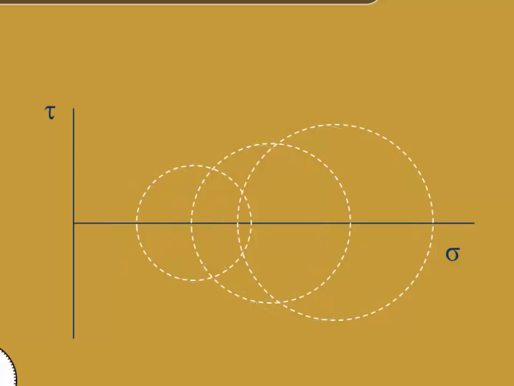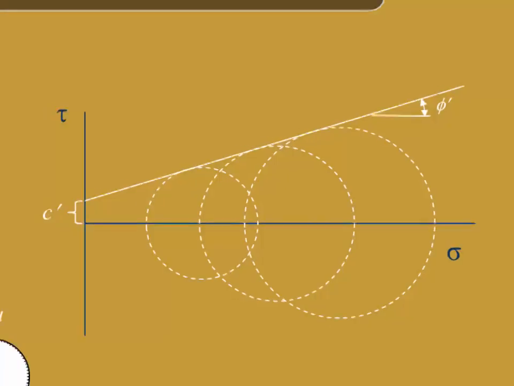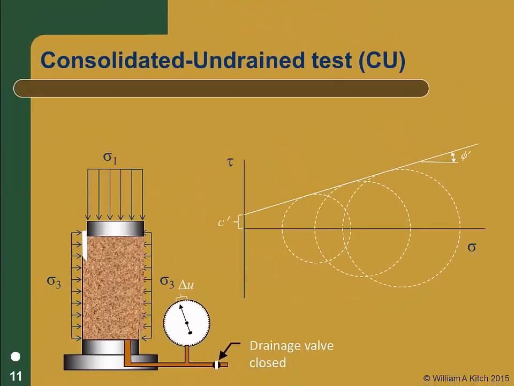If we consider just the effective stress circles, we can plot the effective stress failure envelope and determine the strength parameters phi' and C'. Therefore, from a CU test with pore pressure measurements, we can determine the effective stress strength parameters even though the shear phase is in an undrained condition.